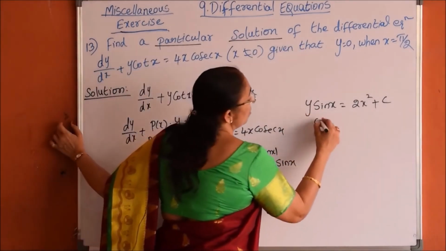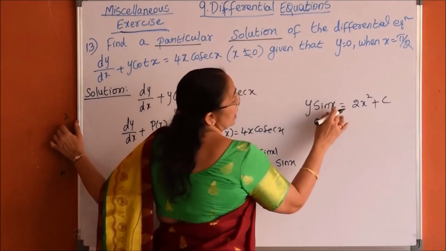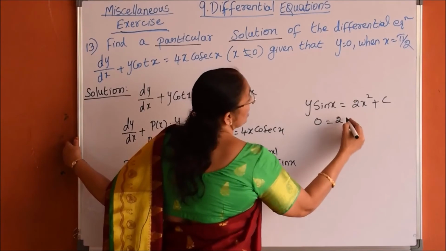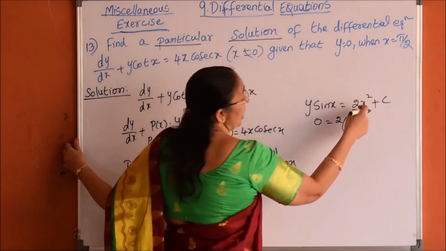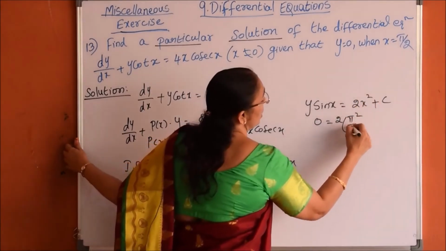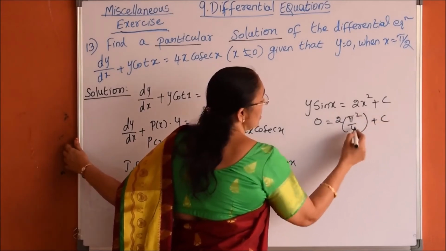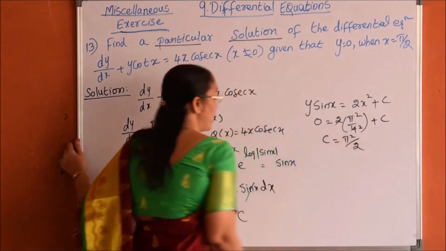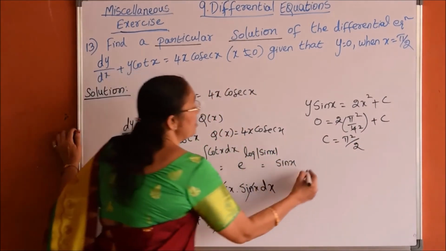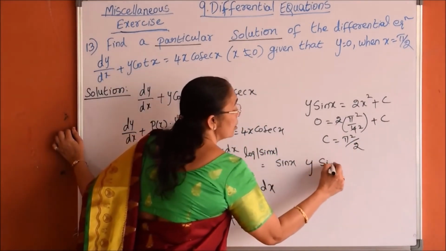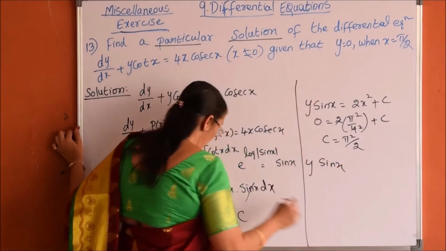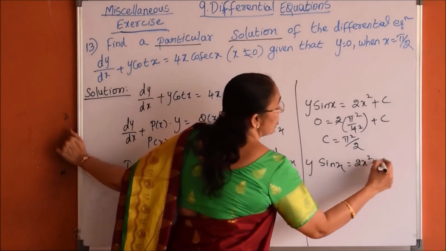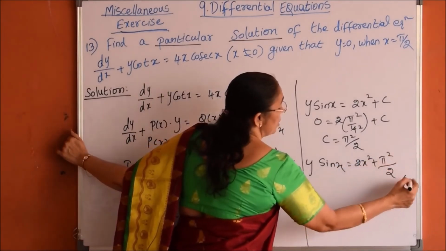Y is 0, which is equal to sin pi by 2 is 1, but here y is 0, 2 into x is pi by 2, here 2x square. So pi square divided by 4 plus c. Therefore, the c value is pi square divided by 2. So the final solution: y sin x is equal to 2x square plus pi square divided by 2.